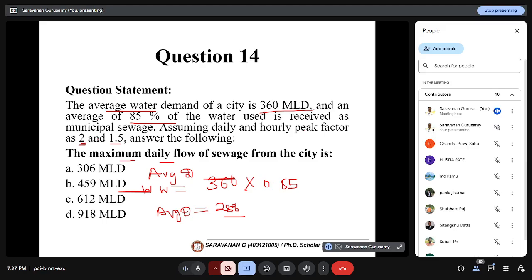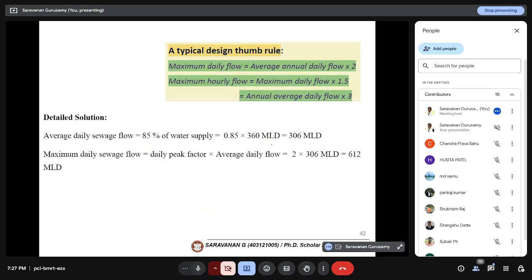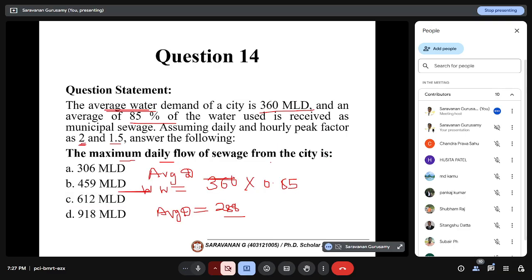Assuming daily and hourly peak factor as 2 and 1.5, what is the maximum daily flow of the sewage from the city? And average 0.85. Sorry, 360 into 0.85. Yeah, 0.85. 360 into 0.85 is 306. It's not 288, it's 306. Then if you multiply 306 into 2, you will get 612.